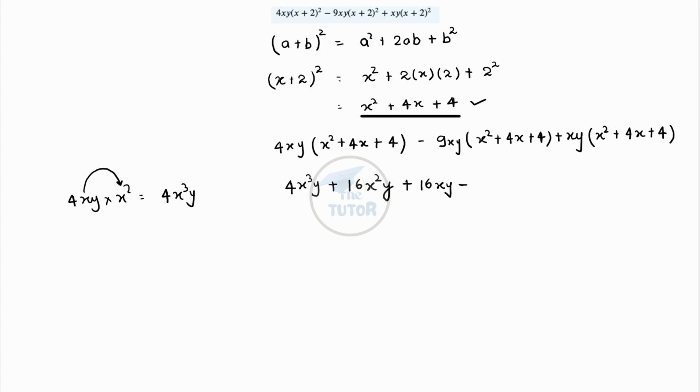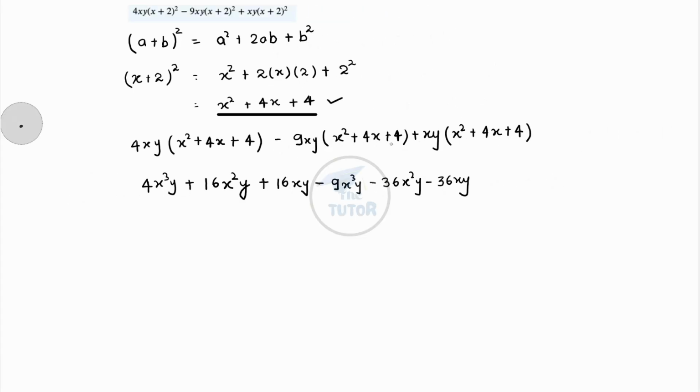Similarly, negative. This time you have to be careful. All of them inside the bracket are positive, outside is negative. So whatever you end up getting, negative times positive is always negative. So 9, x times x square is x cube, and y is alone. And then negative 9 times 4 is 36. X times x is x square, and y is alone. 9xy multiplied by 4 became negative 9 times 4, negative 36. Xy remained as it is.